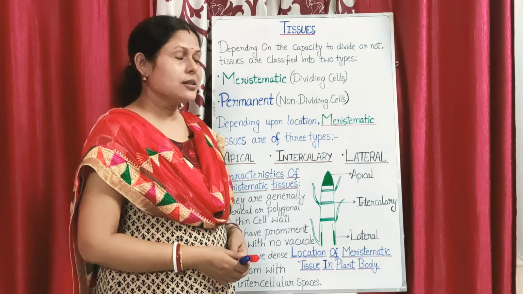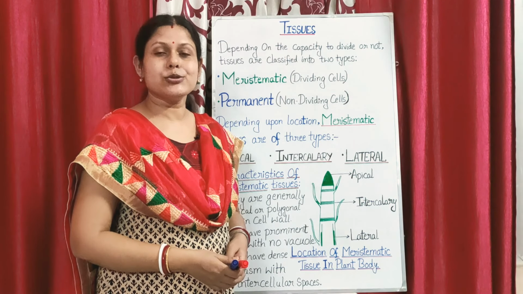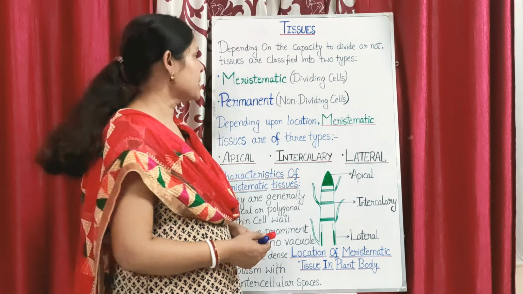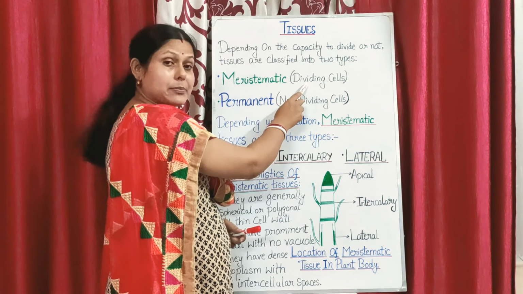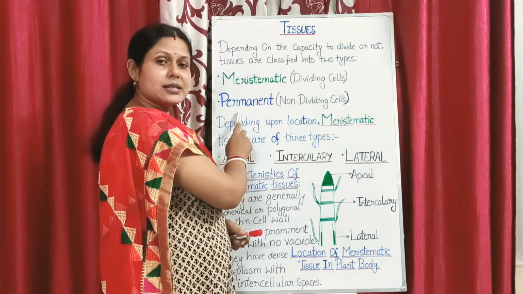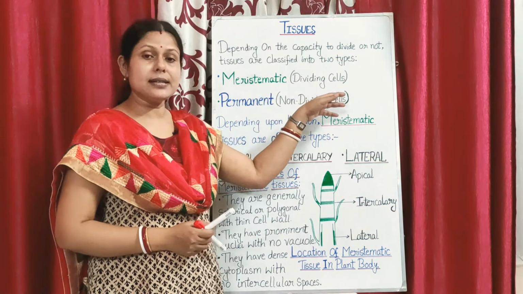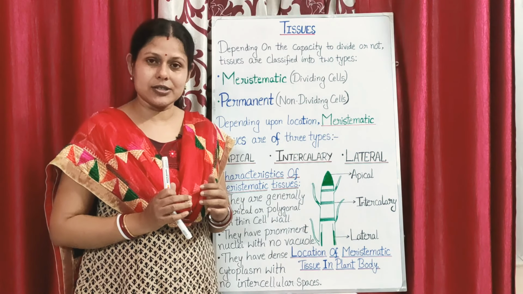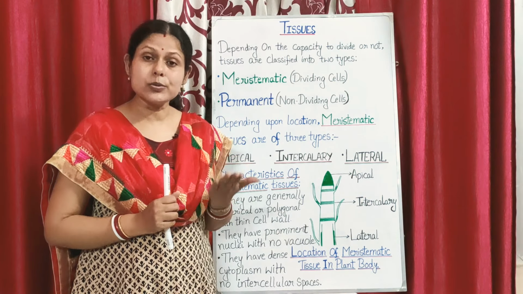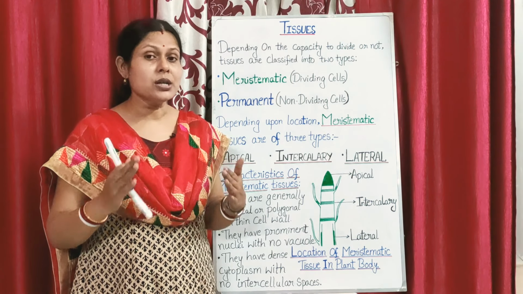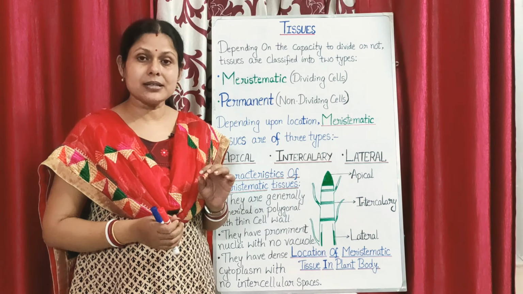To begin with, depending upon the capacity to divide or not, the plant tissues are broadly classified into two groups. Now what are these two groups? One is called the meristematic tissues, which are made up of dividing cells, and another one is the permanent tissue, which is made up of non-dividing cells. When I say dividing cells, that means they are living in nature, isn't it? So meristematic tissue is made up of a group of cells which have the capacity to divide continuously. And where are they present? Definitely in the growing part of the plant.